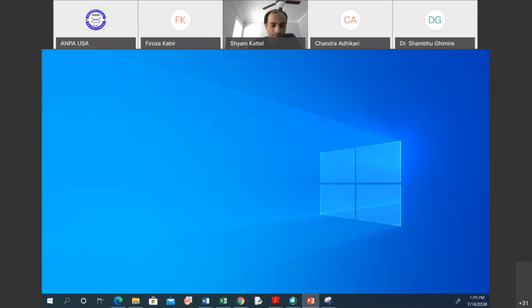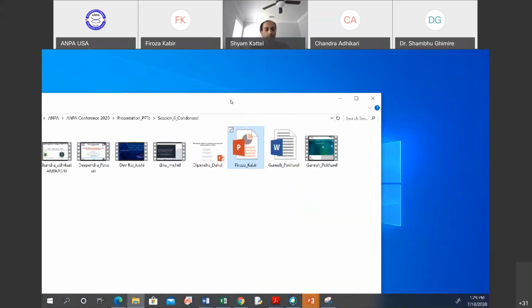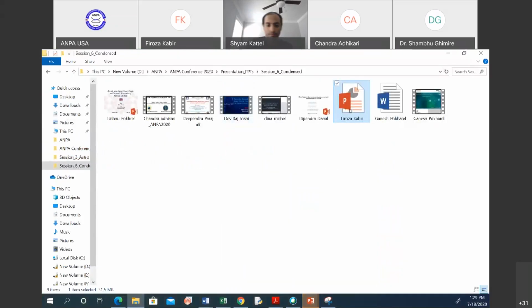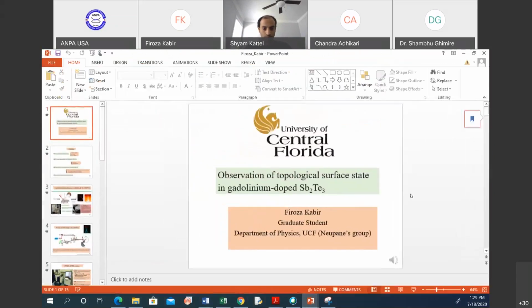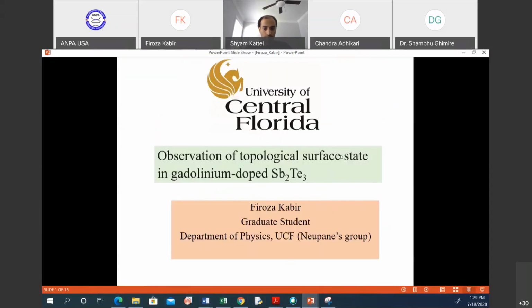Firoza Kabir. Hello, everybody. Good afternoon. I am Firoza Kabir, a graduate student from Dr. Madhavni Penny's group at University of Central Florida. Today, I'm going to talk about the presence of topological surface state in gadolinium-doped Sb2Te3.